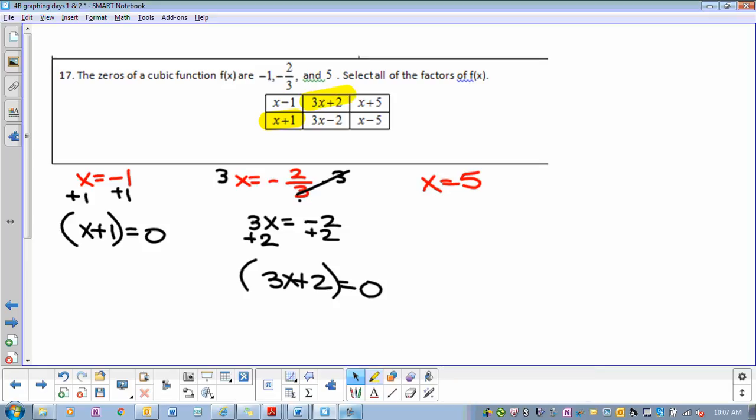And then the last one. Guys, what is the factor for x equals 5? Okay, but how do I make it into a factor? Like, how do I make this equal to 0? What should I do? Subtract the 5, right? Remember, with the zeros and the factors, they're kind of like the opposite. If you have x equal to positive 5, then your factor is x minus 5. Okay?